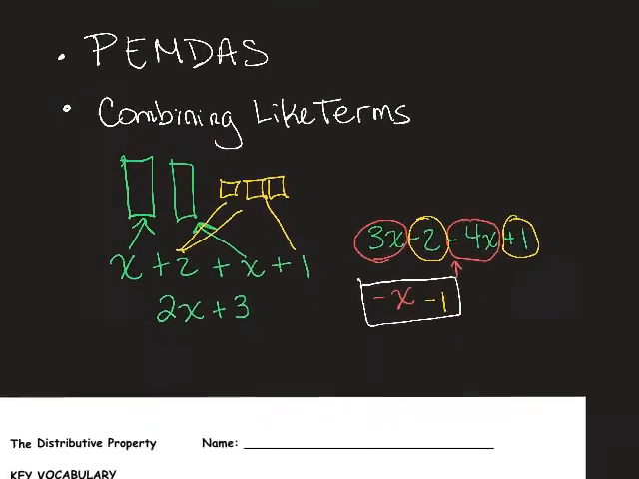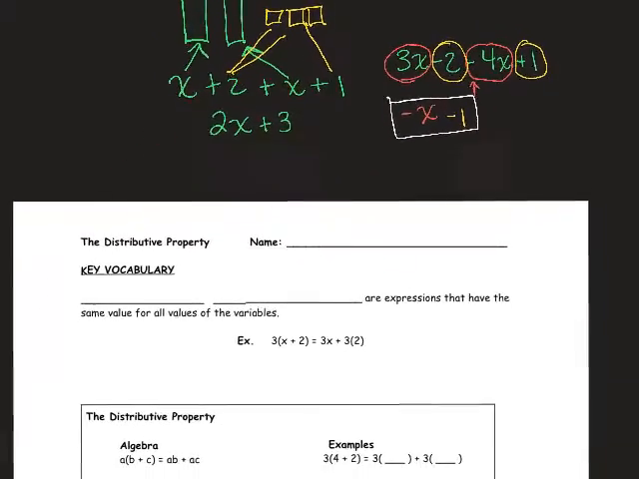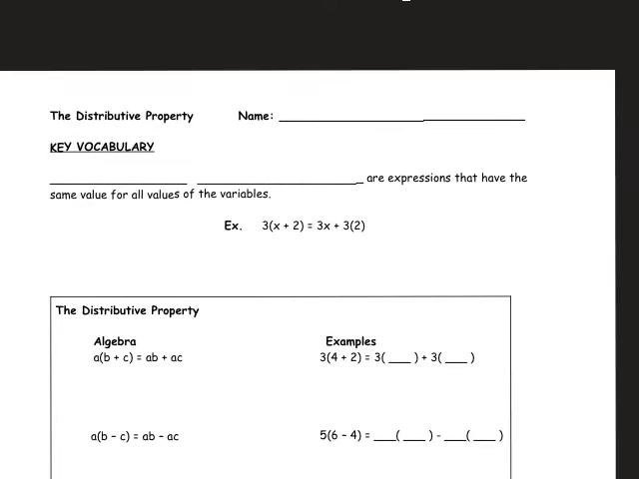And now today for Friday, we're going to work on the distributive property. So here the blanks that should be entered in would be equivalent expressions. Equivalent expressions are expressions that have the same value for all values of the variables.